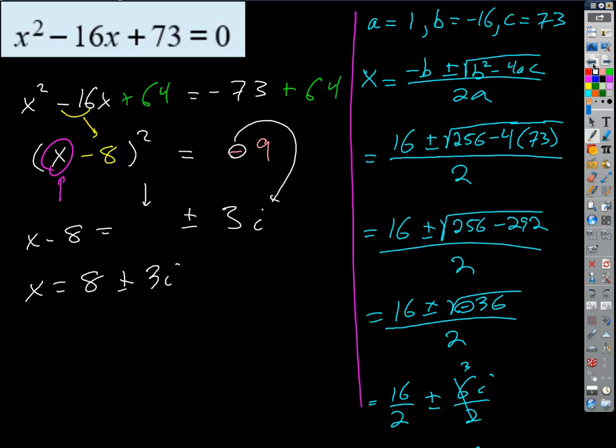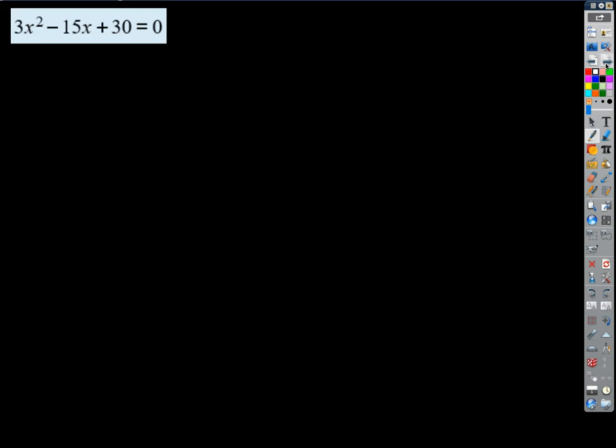How many solutions did we get there? 2. One for the plus, one for the minus. Okay, can you tell me, if we're just looking at the quadratic formula, well, let's do one more, actually. Yeah, one more. I forgot about this one. Okay, what about this guy?